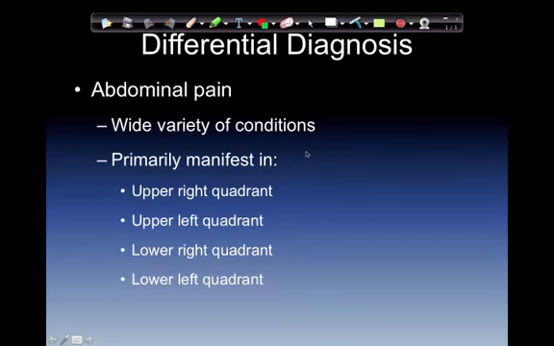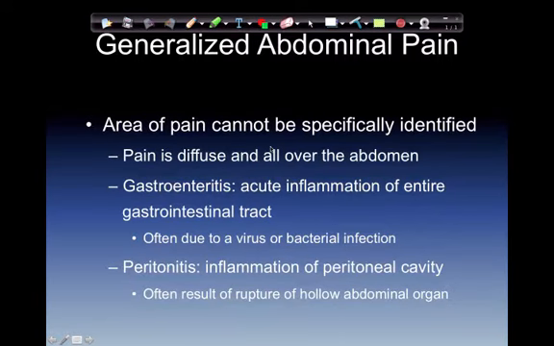Differential diagnosis, abdominal pain. A wide variety of conditions primarily manifest in the quadrants: right upper quadrant, upper left quadrant, lower right quadrant, and lower left quadrant. Generalized abdominal pain: the area of pain cannot be specifically identified. Pain is diffuse all over the abdomen. Gastroenteritis is one of the things that can actually cause this. Acute inflammation of the entire gastrointestinal tract, often due to a virus or bacterial infection.